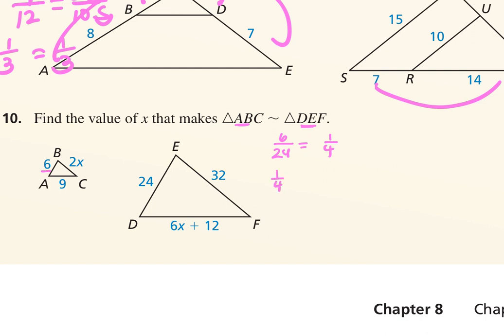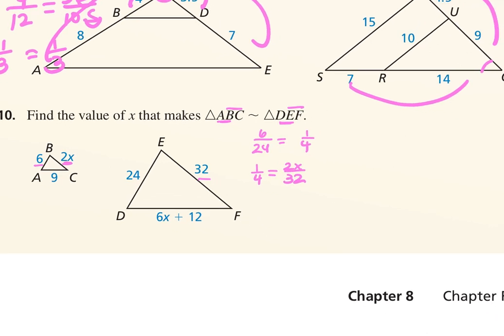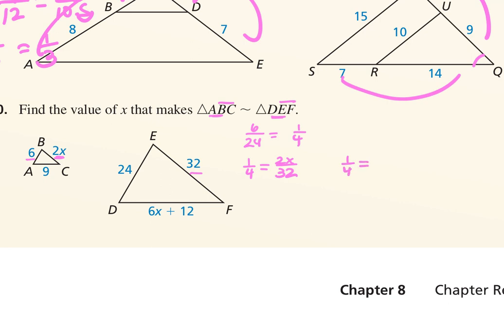So I can either say 1/4 would equal 2x, which is BC. That's going to match the EF. So 2x over 32. Or I can say 1/4 equals 9 over 6x plus 12. Since obviously that one's a little bit more complicated, this is definitely the easier way to go. You can even simplify 2 into 32 16 times. So I can get 1/4 equals x over 16. And then I can cross multiply, or this is just by multiplying by 4. So if I do the same thing there, x is 4.